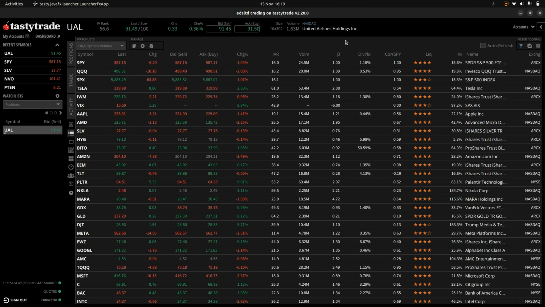After doing that, we also want to then remove anything with a low liquidity rating level. And the reason for that is because we only want to trade liquid underlyings as they have tight spreads and are easy to get in and out of. Now you'll be left with a watch list that looks something like this.